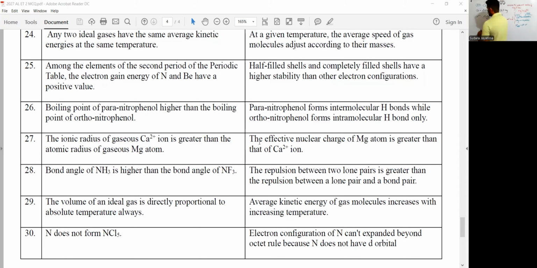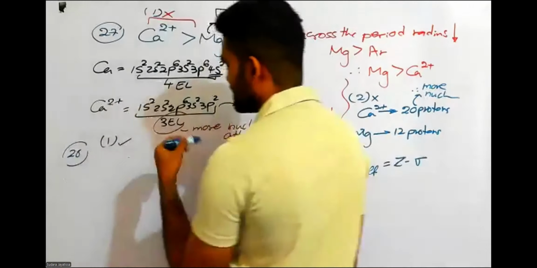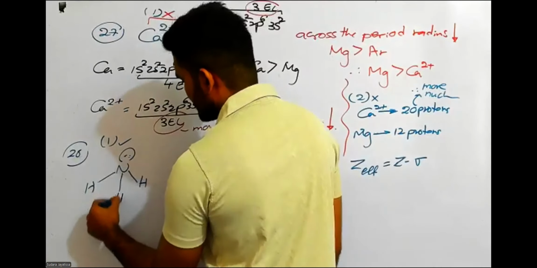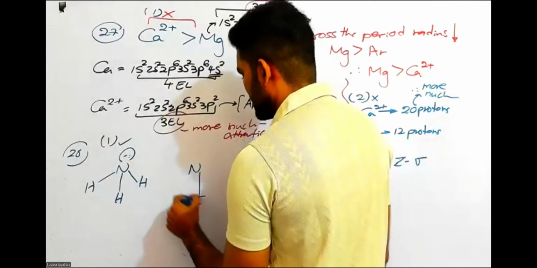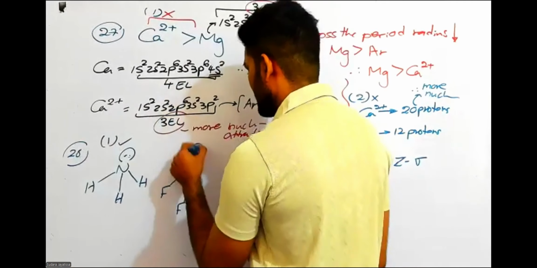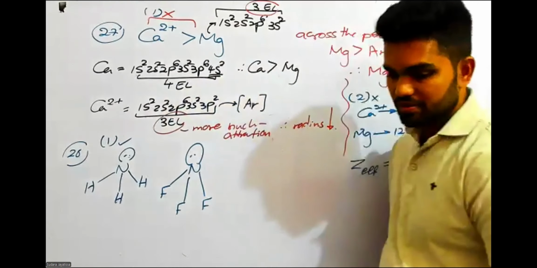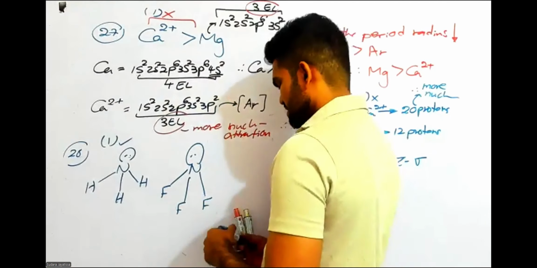Then look at the next question, number 28. It's a very famous question. We have done this one so many times, isn't it? Ammonia and NF3 bond angle. It says the ammonia bond angle is higher than NF3. First one is correct. So how do we explain that? Ammonia and NF3 both have tetrahedral electron pair geometry and trigonal pyramidal shape. And the difference is here.